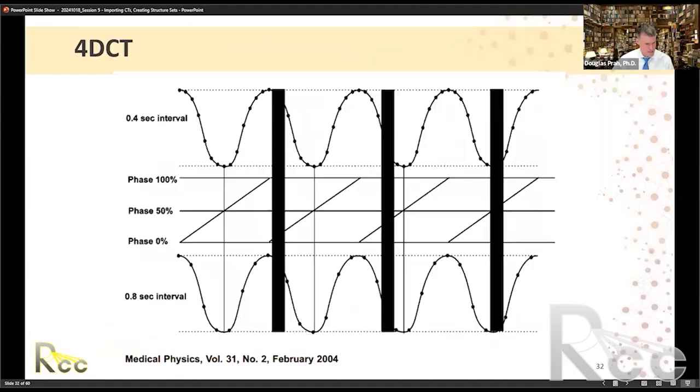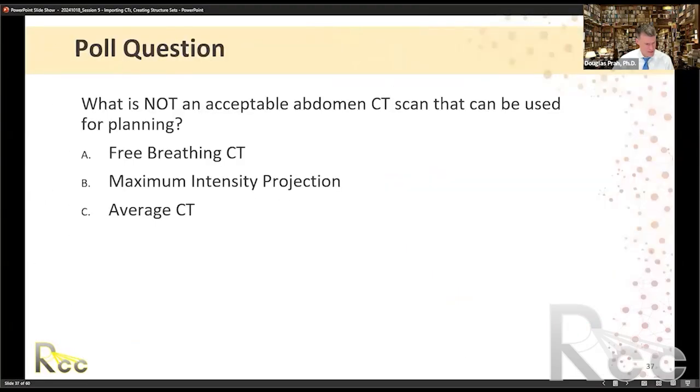So let me get back to where we were here. Let's go to the next question. I apologize, I'm not familiar with the Zoom poll, so maybe this will be just a self-test for yourself. What is not an acceptable abdomen CT scan that can be used for planning?